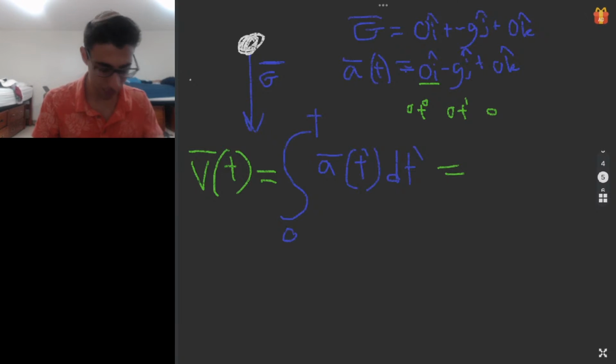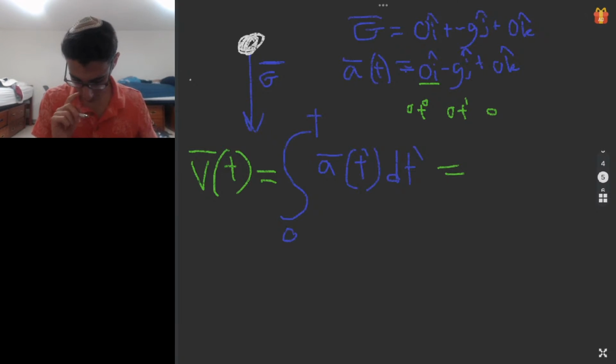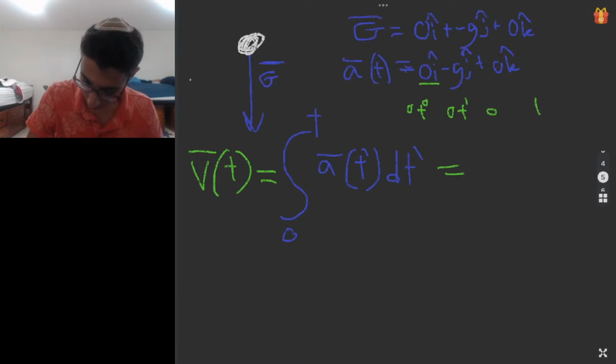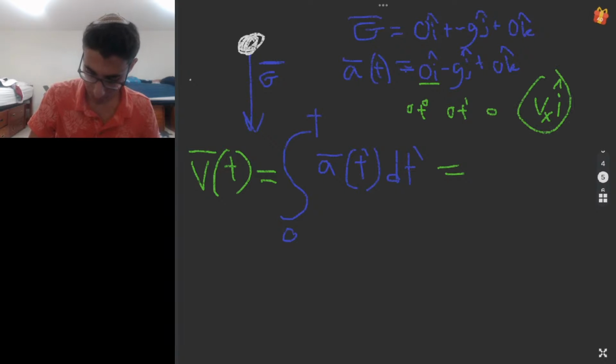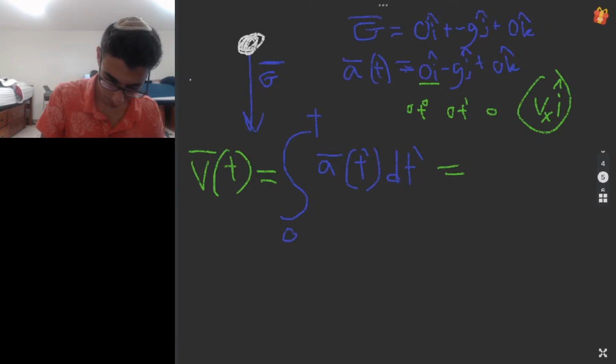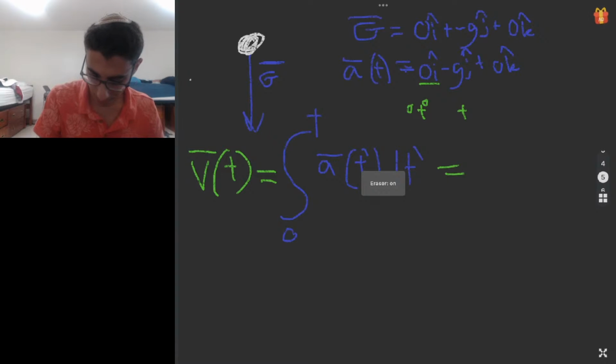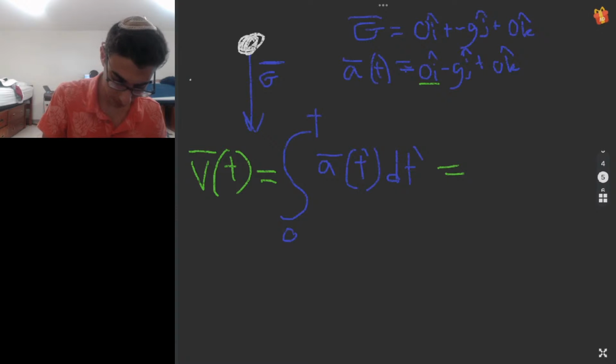Hold on, I'm trying to remember how to solve for this. Because I know this is a 0 here, because the acceleration is 0 in the i direction, but I know that we have to end up with v sub x times i, whatever velocity was in the x direction when we started. So, oh right, because we're forgetting a constant. So let's work this out.